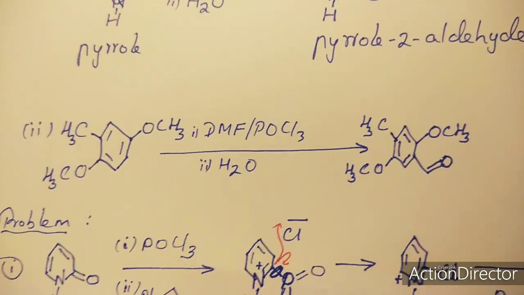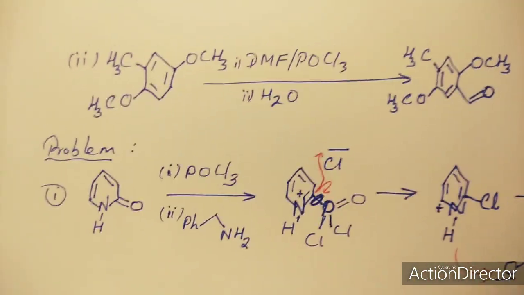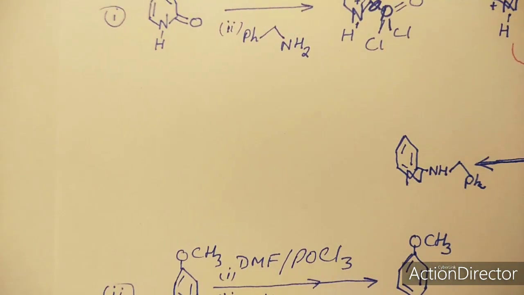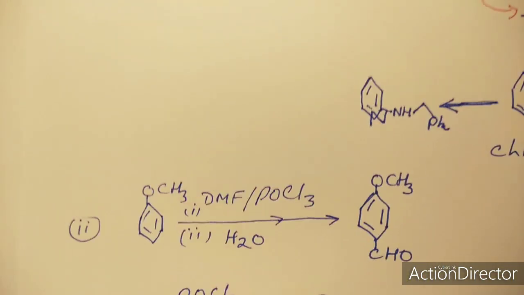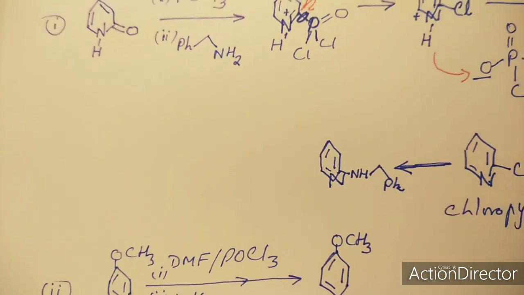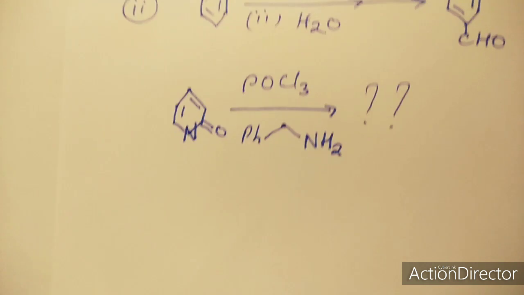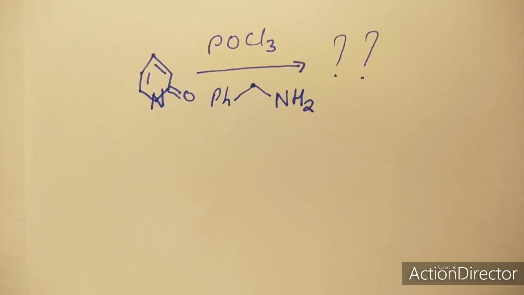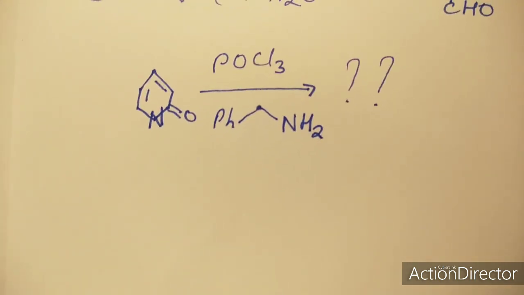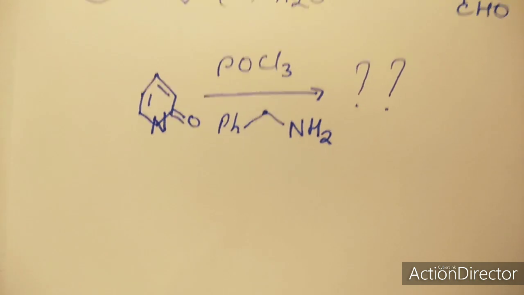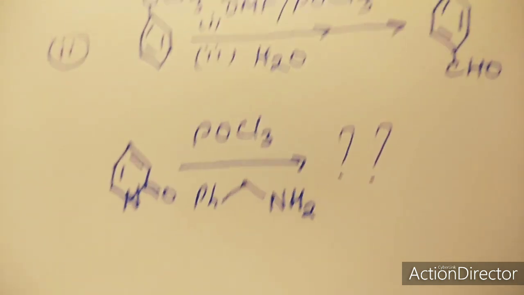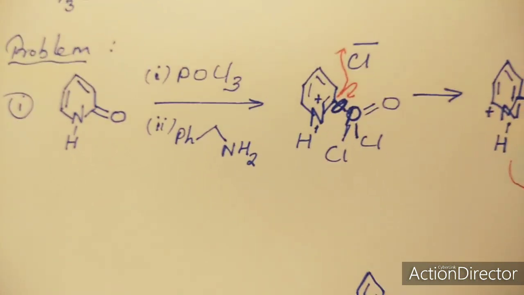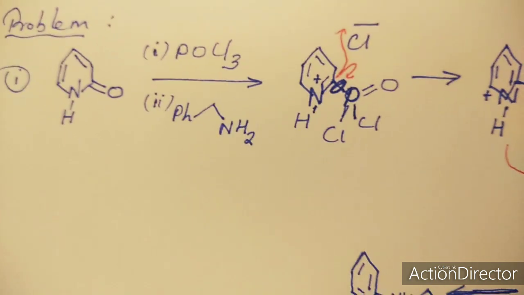Now let's see a problem based on this. First let's see what the problem is, then we will solve it. I've written this here. The problem was basically what is formed when this reacts with POCl3 in the presence of C6H5CH2NH2. I've just put up this little problem so that the aspect and the importance of this reaction becomes clear to you.